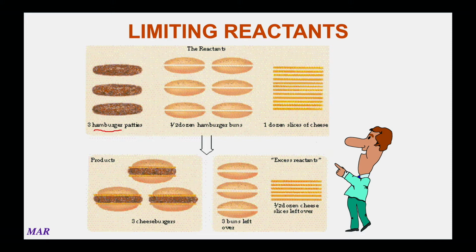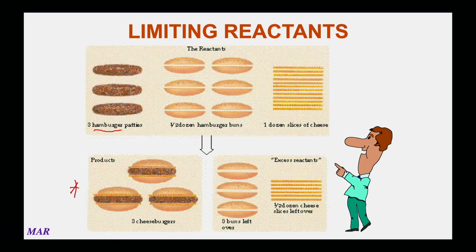You come back with your friends. You're really hungry. You look in the fridge, and you haven't been shopping for a while. Here's what you've got: 3 burger patties, 6 hamburger buns (half a dozen), and 12 slices of cheese (a dozen). You and your friends really want to make the ultimate cheeseburger. The ultimate cheeseburger has 1 patty, 2 slices of cheese, and 3 buns. You can probably see right away that because you only have 3 patties, you're only going to make 3 of these ultimate cheeseburgers.